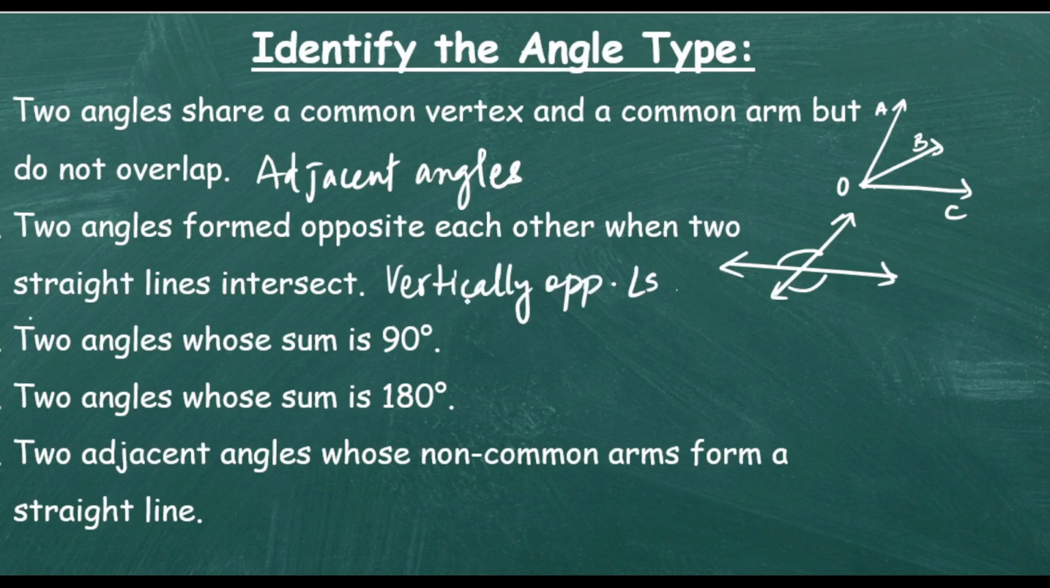Two angles whose sum is 90 degrees: complementary angles. Two angles whose sum is 180 degrees: supplementary angles.